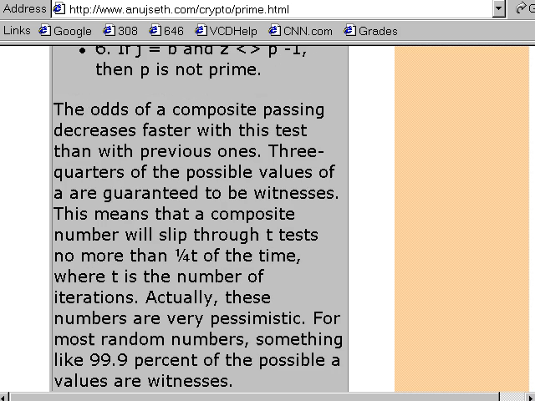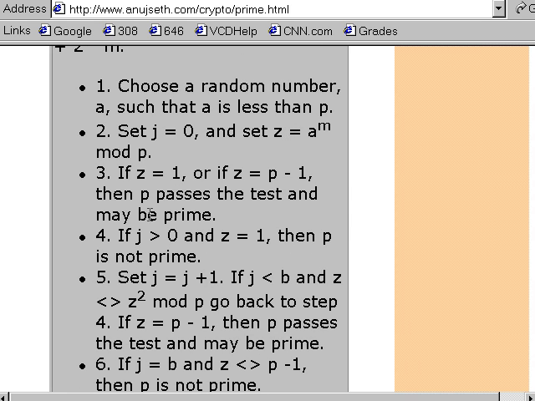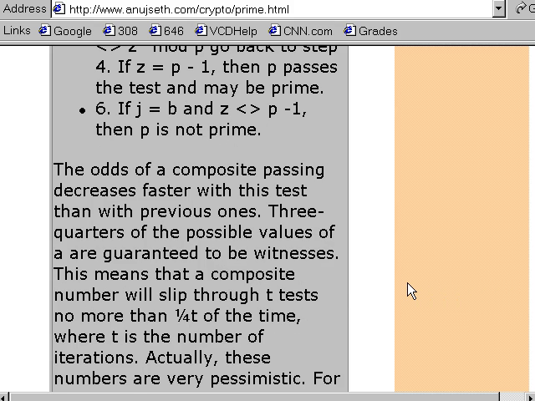And then finally, the conclusion is, if any of these cases are true, if this j is greater than 0 and z equals 1, where j and z are from steps 3 and 4, then p is not prime. If it satisfies step number 5, it may be a prime, and if it satisfies step 6, then it's not a prime. So you can basically rule out things which are definitely not primes by this test. So it's a very fast test of determining whether a number is not a prime. If it passes those tests, then it's in a collection of possible primes.